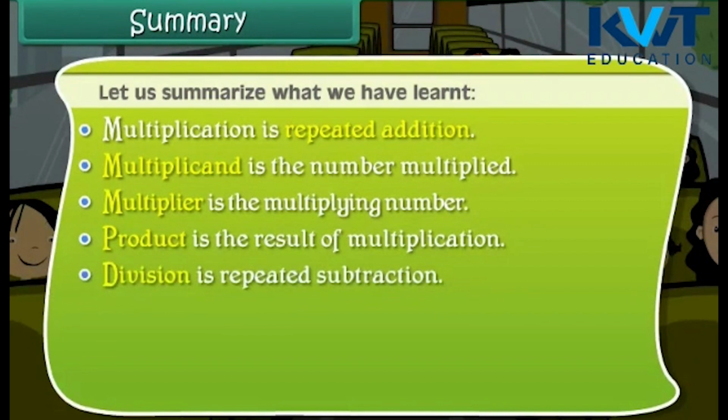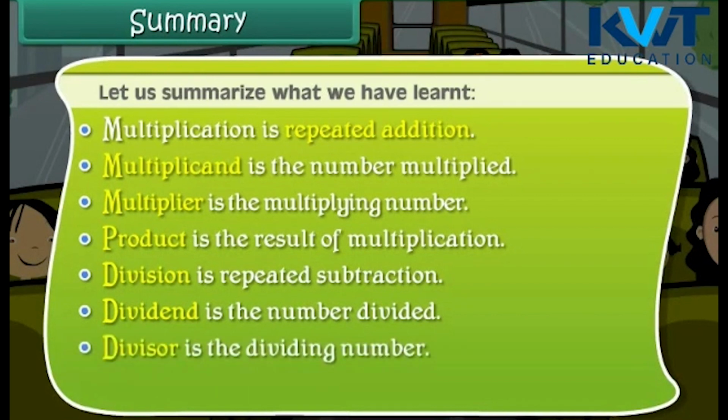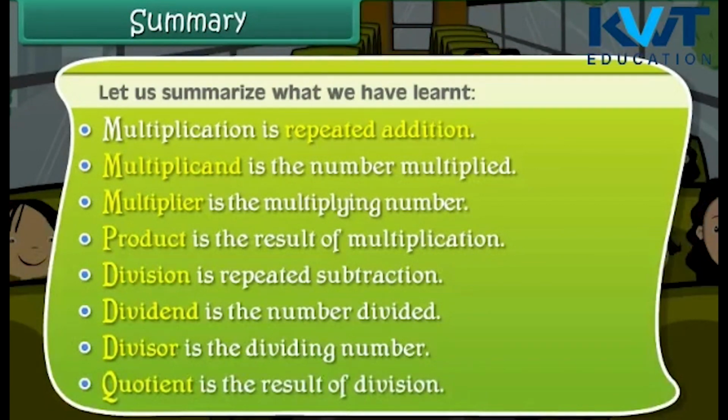Division is repeated subtraction. Dividend is the number divided. Divisor is the dividing number. Quotient is the result of division.